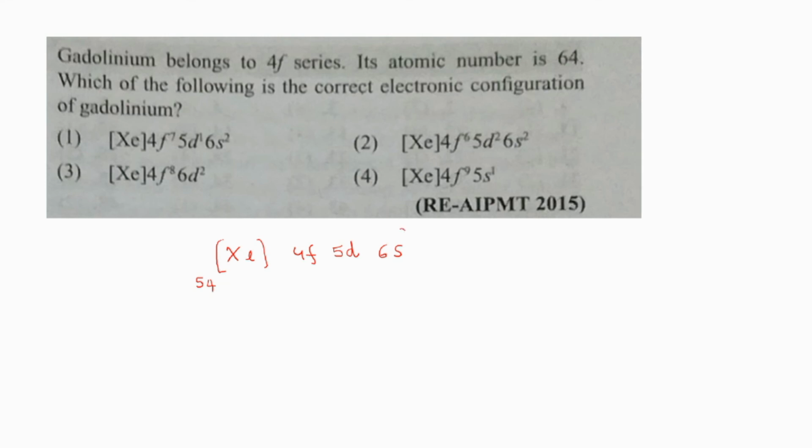In all the lanthanoids, 2 electrons will be present in the S subshell. What about D? As it is gadolinium, it will be having 1 electron. Then how many electrons will be remaining in F? So 54 plus 2, 56 plus 1, 57. As its atomic number is 64, 7 electrons will be present in 4f subshell. So which is the answer? 4f7, 5d1, 6s2. The answer is first one. So easy, right?